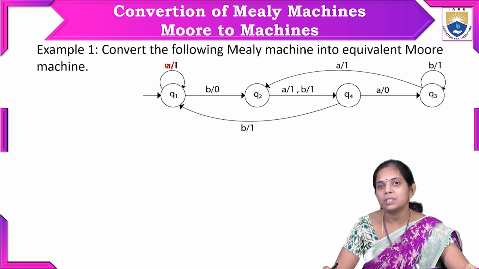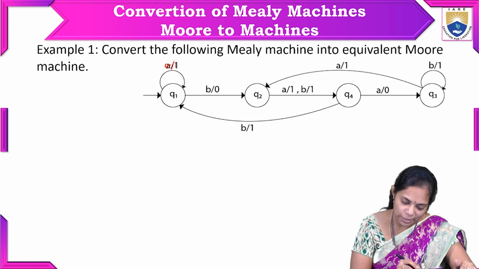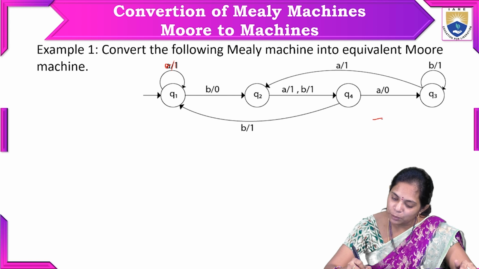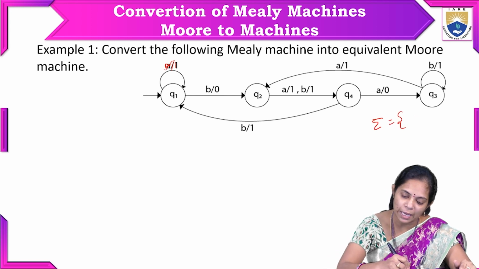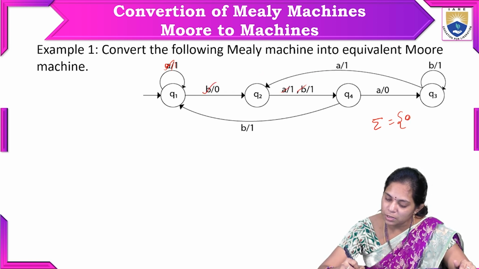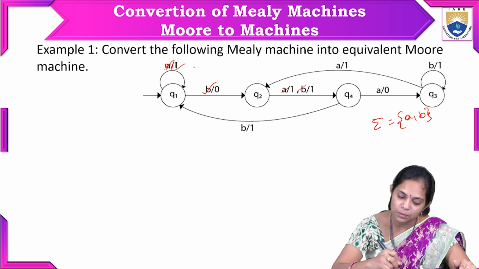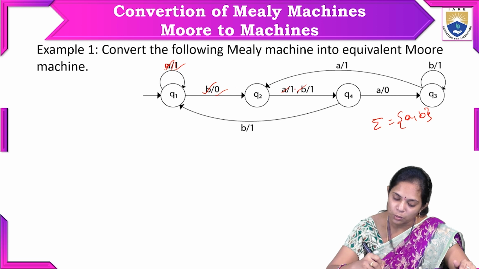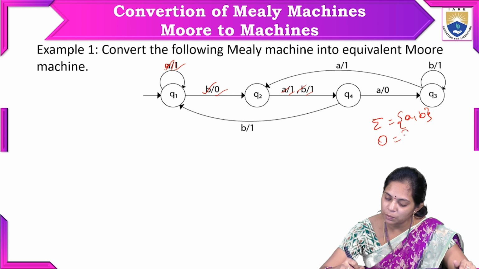For this, the first step is to construct a transition table for the Mealy machine. So let's find the input symbols here. The input symbol is nothing but sigma. What are the input symbols? All the input symbols are A, B. And what are the output symbols for this Mealy machine? 1, 0, 1, 1. So the output symbols are nothing but 0, 1.